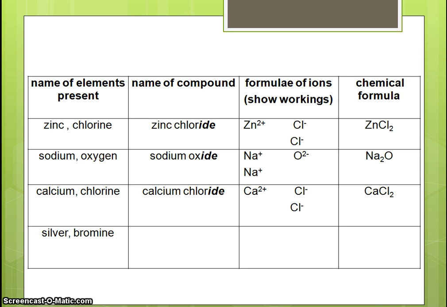Next, we have your silver and your bromine, and they form the ionic compound silver bromide. The ions that are present are your silver ion Ag+, and your bromide ion Br-. After balancing the charges, we have the chemical formula for silver bromide, AgBr.